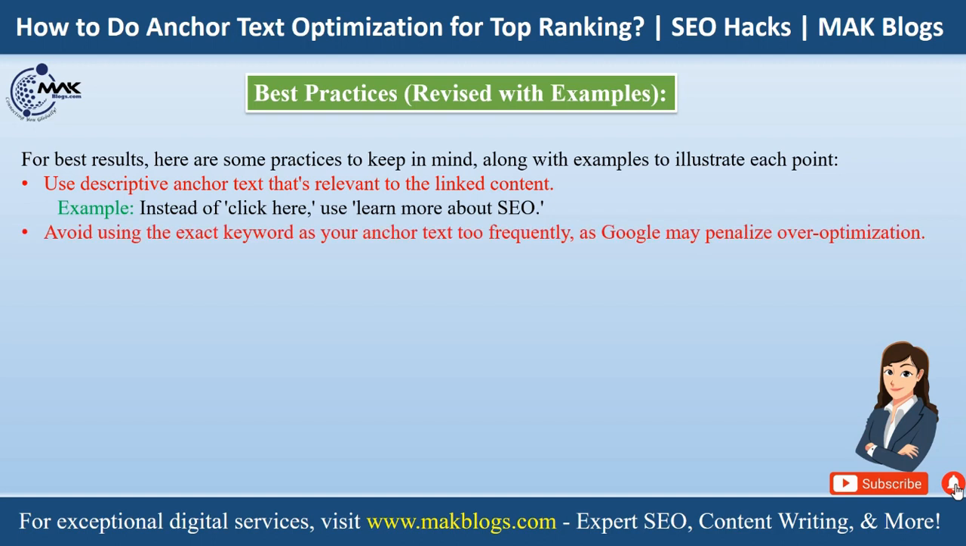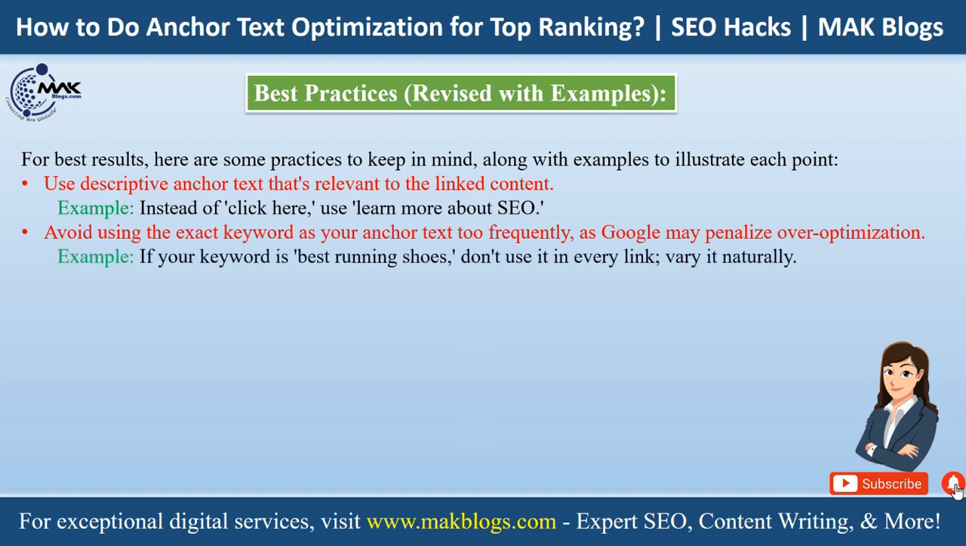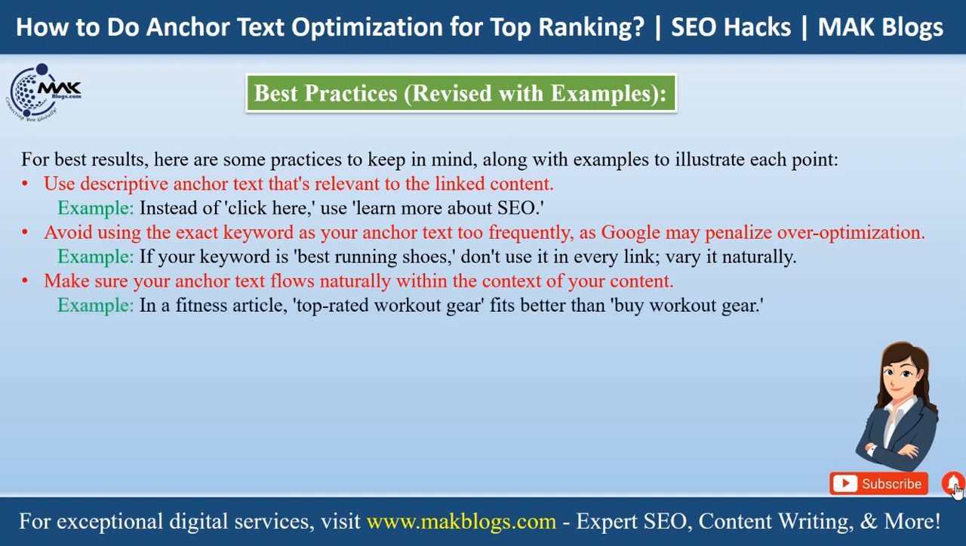Avoid using the exact keyword as your anchor text too frequently, as Google may penalize over-optimization. Example. If your keyword is best running shoes, don't use it in every link, vary it naturally. Make sure your anchor text flows naturally within the context of your content. Example. In a fitness article, top-rated workout gear fits better than buy workout gear.